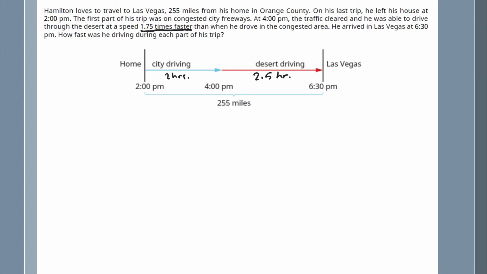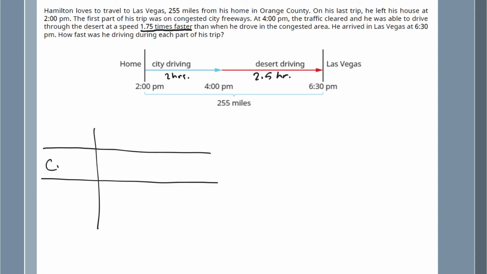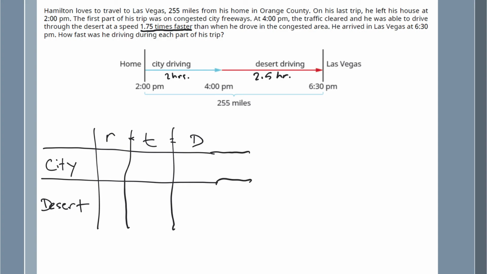And then let's just go ahead and set up our chart with what we know and what we don't know. So, same kind of thing here. Here's city driving. Here's desert driving. I'll set it up a little bit backwards this time and put the rate and time over here. Rate times time equals distance. That'll give us a little more room for the distance part. Okay, so city driving. We don't know his rate, but we do know his time. Desert driving. We don't know the rate, but we do know the time.